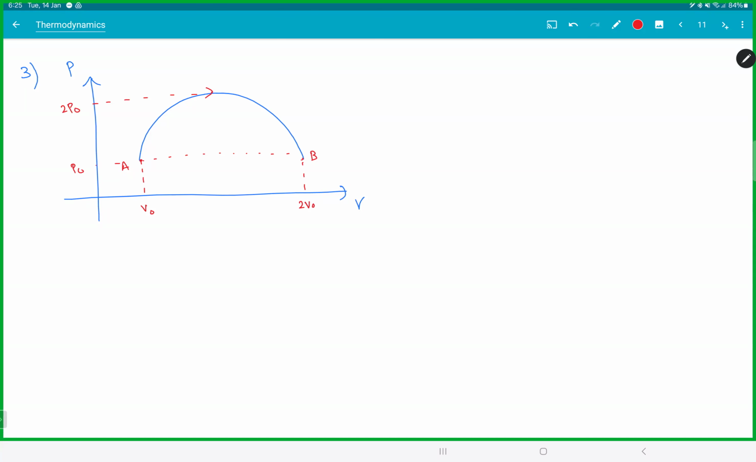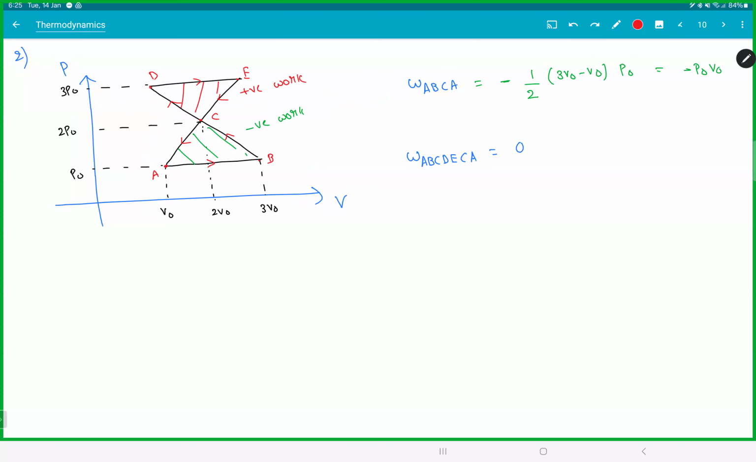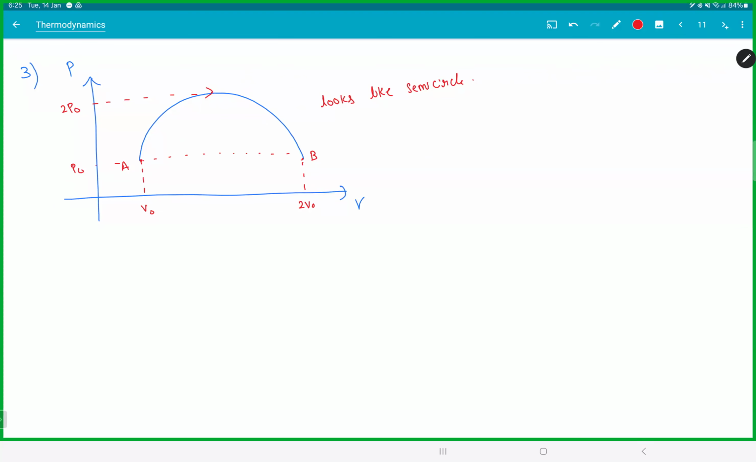Yeah, you still have to calculate separately. This looks like semicircle. A, B, C, D, E, C, A. Same thing. You still have to separately find upper and lower and finish it off. This looks like semicircle. The gas contains N moles, and let's say it's a helium gas. So find delta U from A to B, work done from A to B, and Q from A to B.